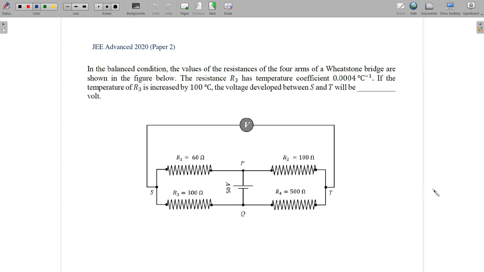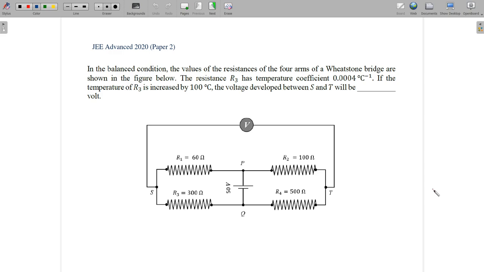So in this question we are given a Wheatstone bridge, and initially the Wheatstone bridge is balanced, it's in a balanced condition, and now the resistance R3 is heated. It is heated by 100 degrees Celsius.